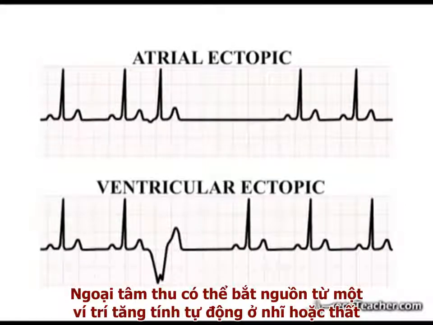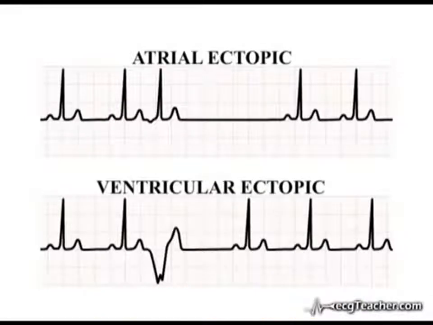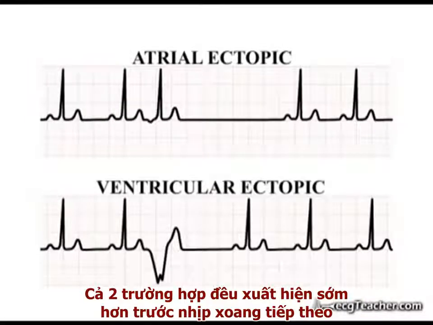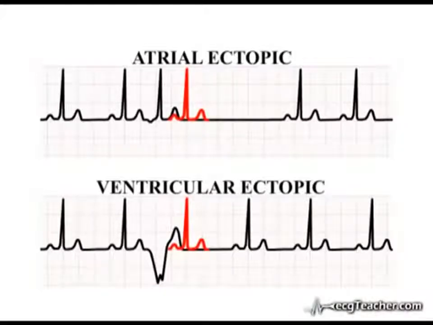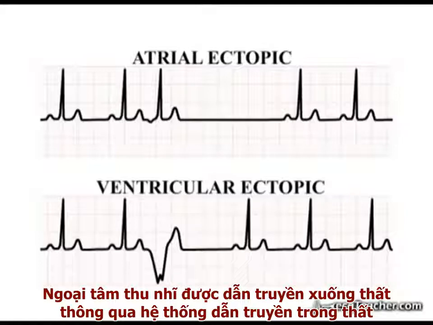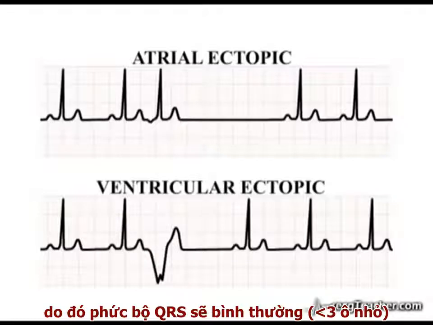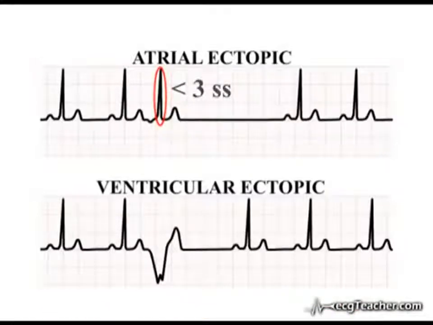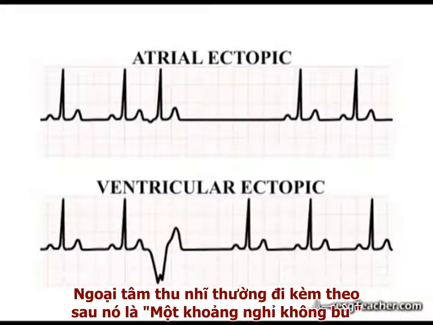So, premature ectopic beats can originate from sites of enhanced automaticity in the atria or ventricles. Both occur early, that is, before the next expected sinus beat. Atrial ectopics are transmitted into both branches of the ventricular conducting system and therefore are associated with a normal QRS complex. Atrial ectopics are usually associated with a non-compensatory pause.